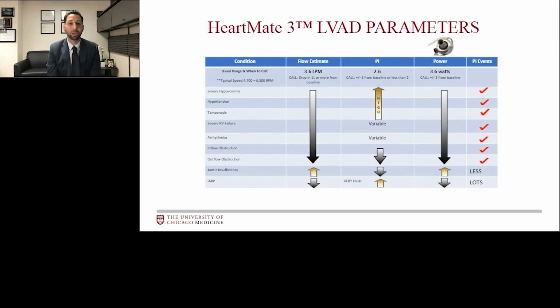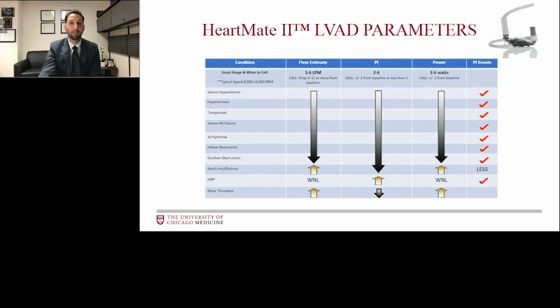Another important observation is that estimated flow and power always go in the same direction. We have a downward trajectory for the estimated flow, a downward power, an elevation in estimated flow for AI, and elevation in estimated power for the AI as well. And again, for a balloon pump, we have a drop in estimated flow and a drop in estimated power. This is the same. They always trend in the same direction for the HeartMate 2 and the HeartMate 3. That is estimated flow and power. They always go in the same direction.